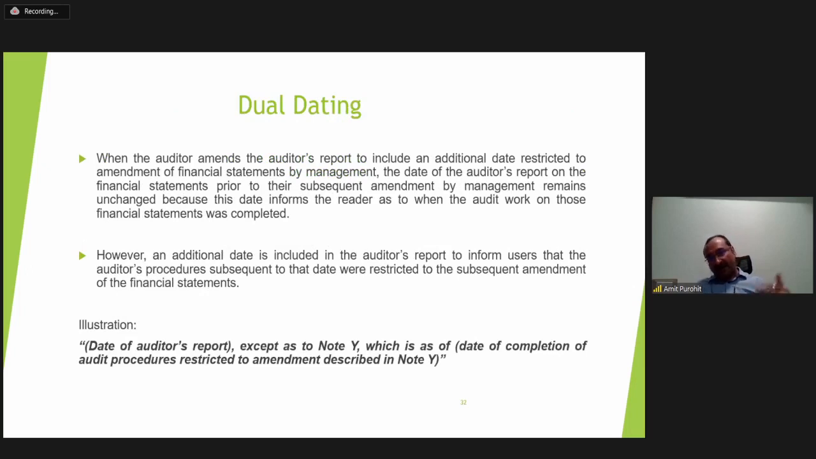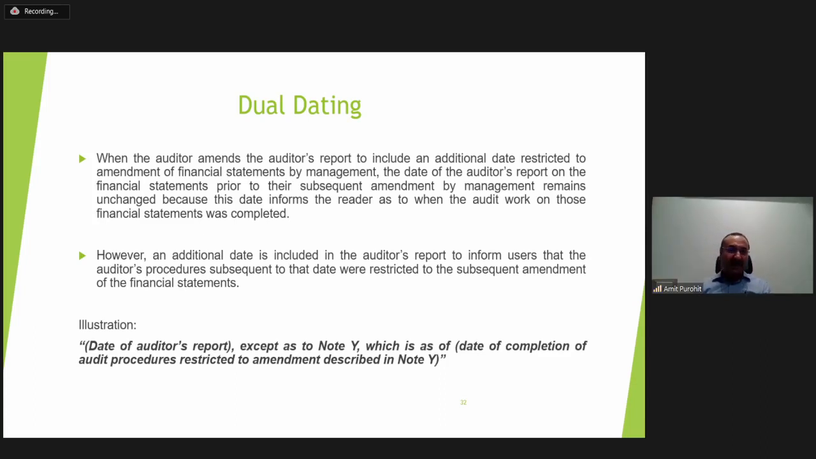Now friends, I have already explained in the earlier slide what the meaning of dual dating is. Again, let us recapitulate that. When the auditor amends the auditor's report to include an additional date restricted to the amendment of the financial statements by the management, the date of the auditor's report on the financial statements prior to their subsequent amendment by the management remains unchanged. So the earlier date remains the same because this date informs the reader as to when the audit report on those financial statements was completed. So it is the original date when the audit was completed.